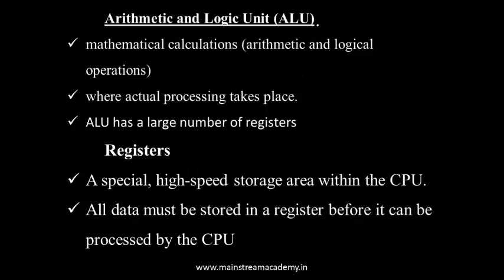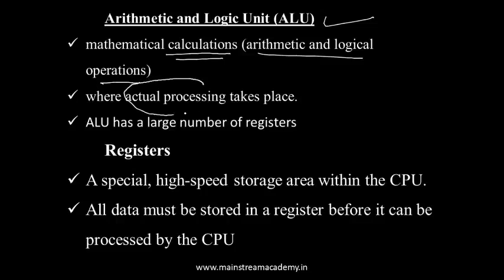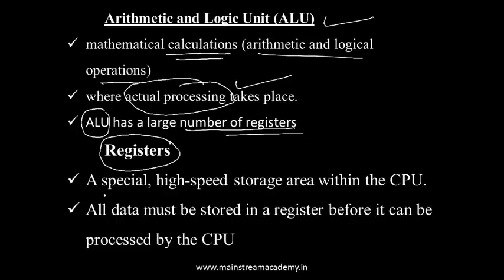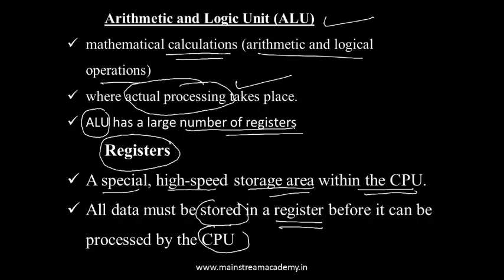So let us discuss the Arithmetic and Logical Unit. The Arithmetic and Logical Unit does mathematical calculation, like arithmetic and logical operations. It is where the actual processing takes place. And the Arithmetic and Logical Unit has a large number of registers. So let us discuss what we mean by registers. It is a special high-speed storage area within the CPU, and all the data must be stored in a register before it can be processed by the CPU.